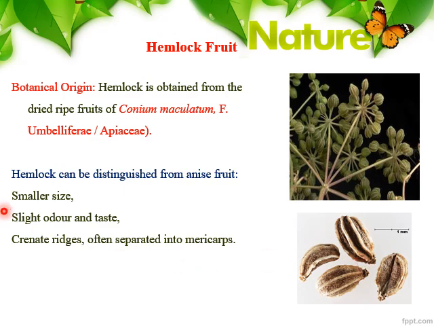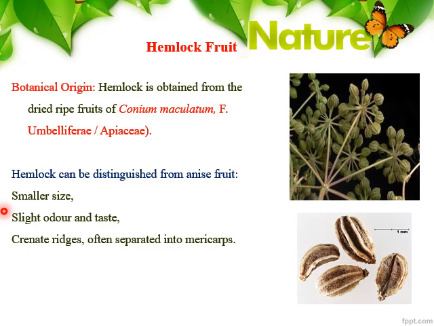Hemlock is obtained from the dried ripe fruits of Conium maculatum, family Umbelliferae or Apiaceae. We can differentiate between hemlock or conium and anise by the addition of sodium hydroxide. If a mice-like odor develops or appears, this is hemlock. If there is no mice odor and we still have the aromatic odor, this is anise.